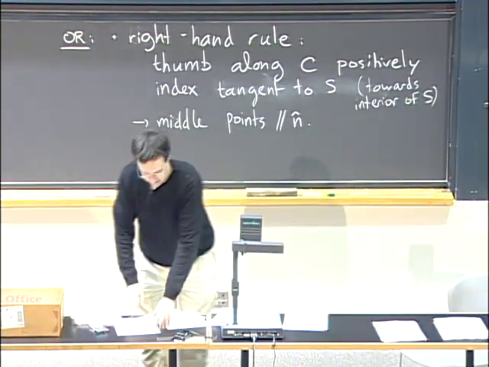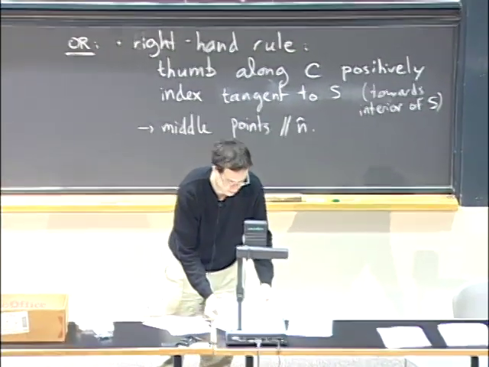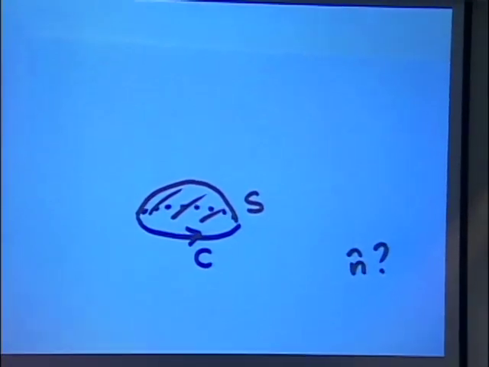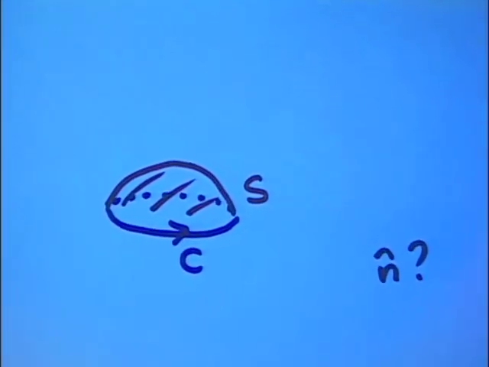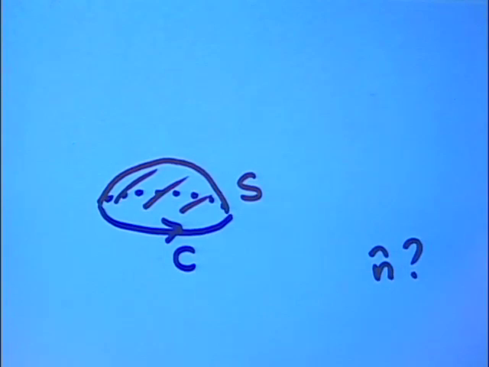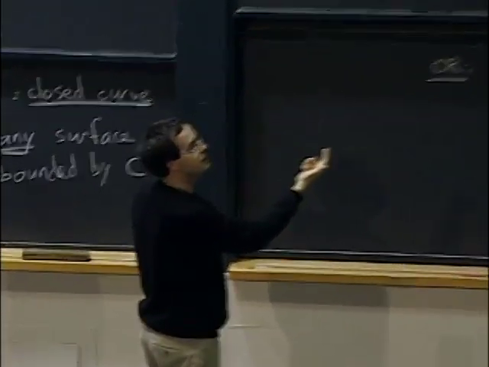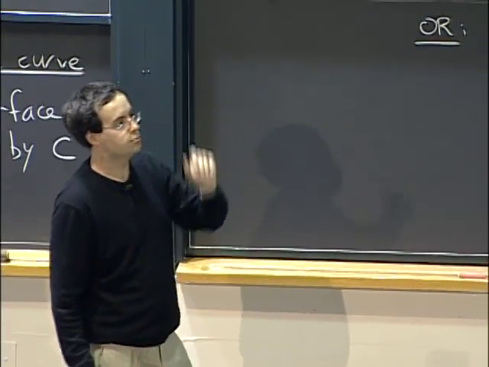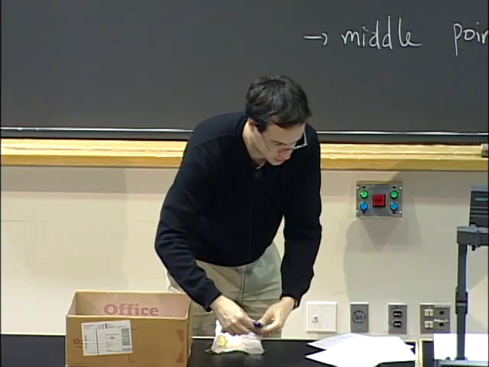So let's practice. Let's say that I give you this curve bounding this surface. Which way do you think the normal vector will be going? Up, yes, everyone's voting up. Imagine that I'm walking around C, S is to my left, normal vector points up. Imagine that you put your thumb along C, your index finger towards S, then your middle finger points up. Very good. So N points up.